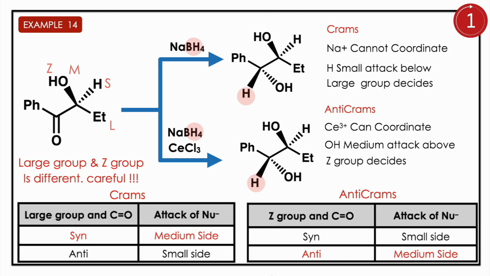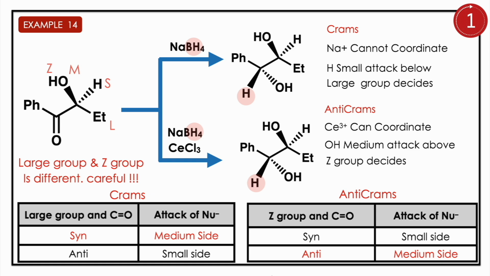Here Cram's pathway decided by the large group. You should know the fact that large group and Z group both are different. So careful. Cram's rule large group syn to carbonyl. Large group syn to carbonyl mean medium side attack. Here medium is OH group. It is above the plane. So hydrogen also attack above the plane. So the final product hydrogen above the plane, OH below the plane.